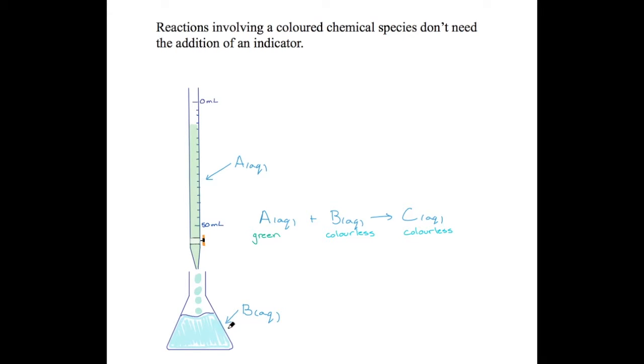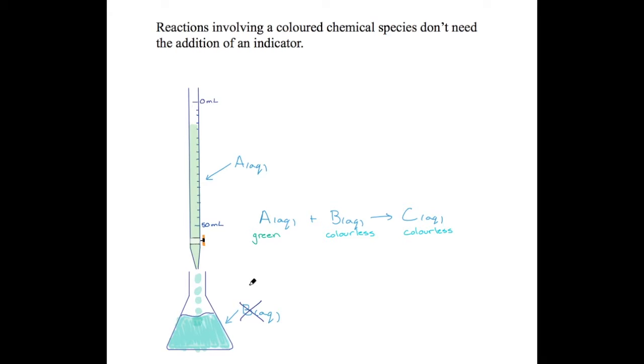But let's say we get to the point in the titration where all of the B has been consumed. Well, what happens now if we continue to add a little bit more A, just a drop or two? Remember, since A is colored and now it's not being consumed anymore, what we're going to see is the solution is going to turn green in color. And that is what we can use for the visual indication that this reaction has reached completion.